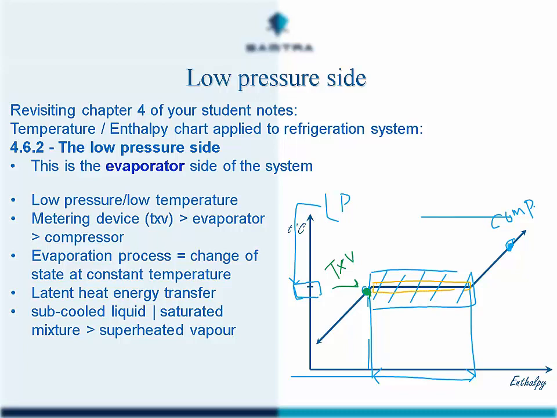Evaporation is the process. So as the refrigerant passes through the evaporator, the liquid changes to a vapor, absorbing a whole bunch of heat energy. Okay, and whatever amount of refrigerant is passing through, we would like it to be 100% vapor by the time it leaves the evaporator. Okay, so we would prefer that superheated vapor arrives at the compressor.